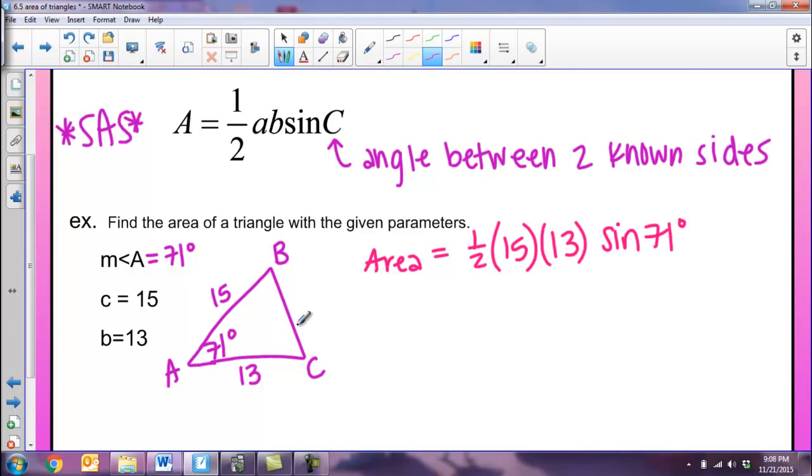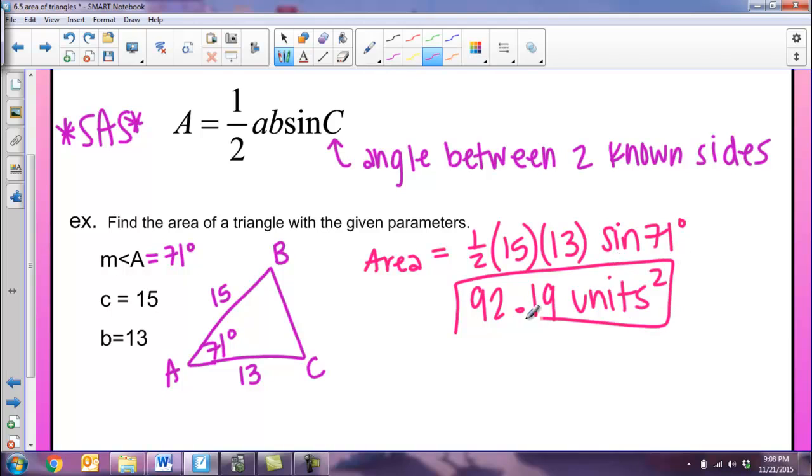So then at this point, this is just something you throw into your calculator. Make sure you are in degrees on your calculator still, and if you typed all of that in, we would get that the area was approximately 92.19 square units.